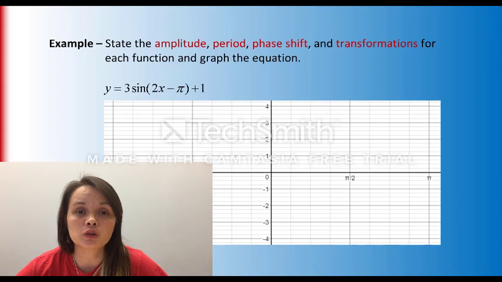So now that we've reviewed our transformations from Algebra 2 and included it in our trig graphs for sine and cosine, let's do some examples together.